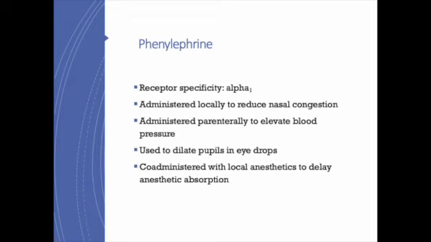Phenylephrine is specific to alpha-1, but now we're moving on to the non-catecholamines. Phenylephrine is selective only to alpha-1 agonists, and the drug can be administered locally to reduce nasal congestion. And we can also give it parenterally to help bring up a person's blood pressure. Additionally, we have eye drops that can be used to dilate the pupil, and it can be co-administered with local anesthetics to help delay that anesthetic absorption.